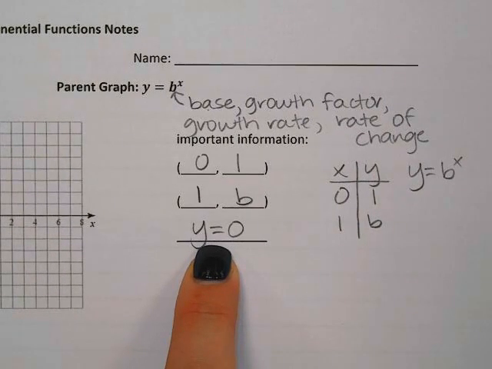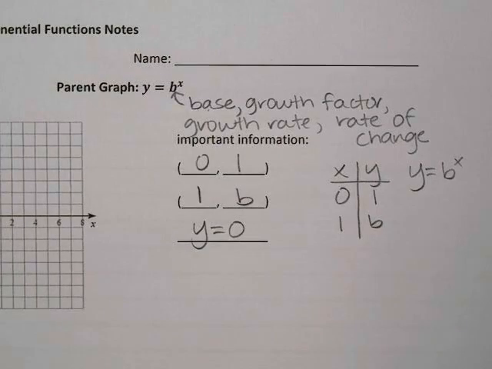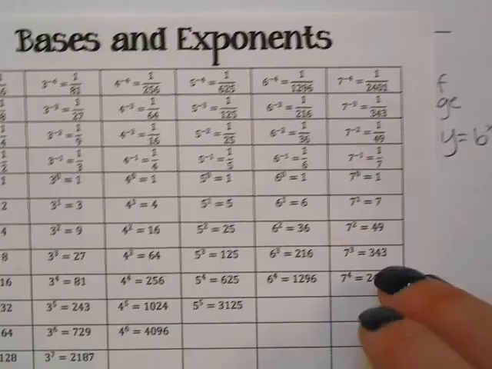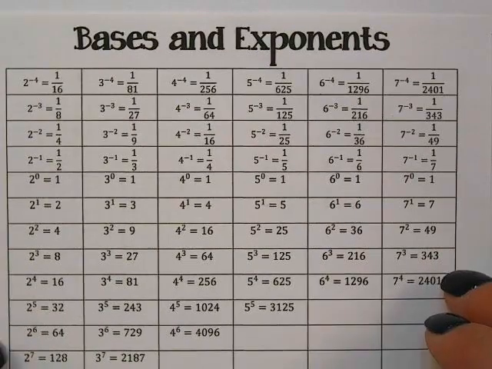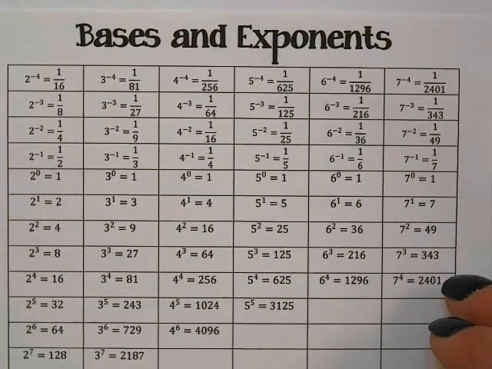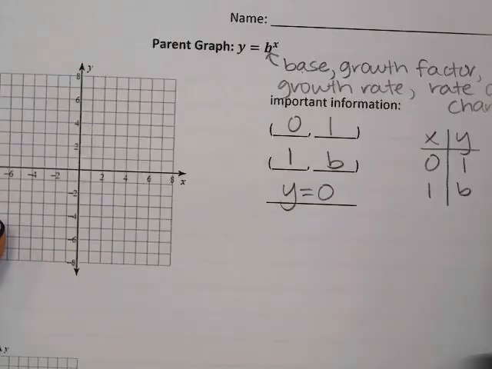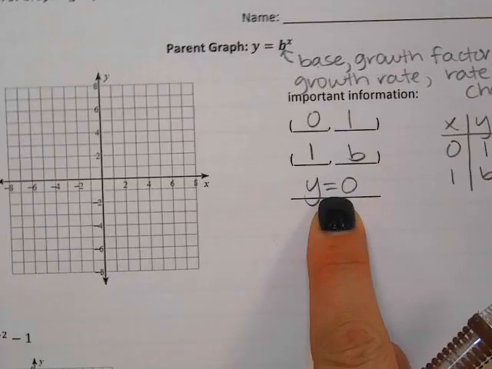In fact, that asymptote is going to keep the graph from having any negative y values, right? Because if we look at this chart, we only have positive values that happen as a result of plugging in an exponent. And so that means that asymptote kind of cuts off the rest of the graph.